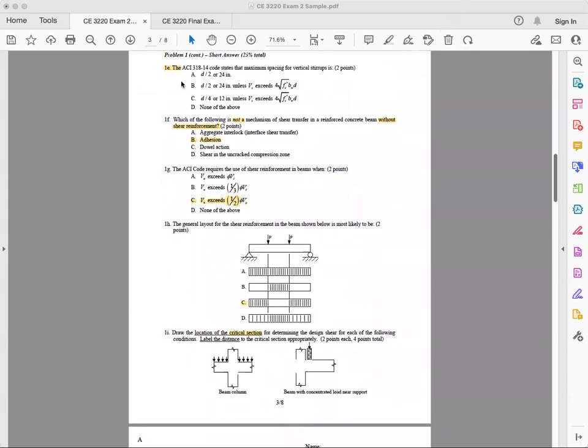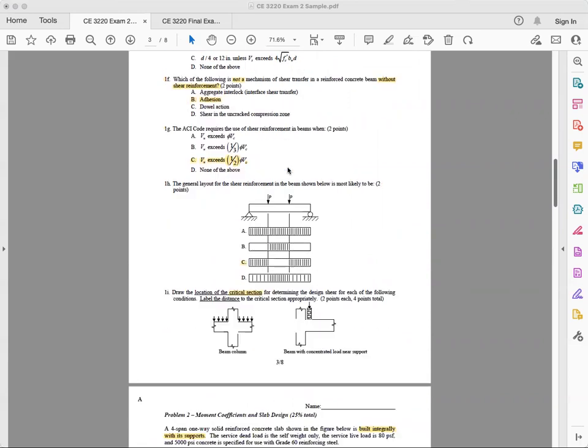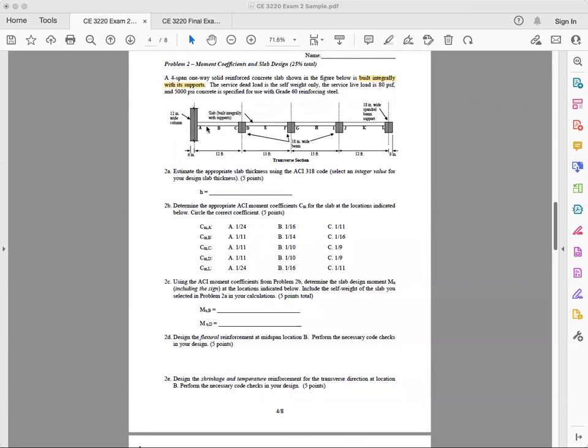1E, I haven't finished this. Might be on the exam. 1F might be on the exam. 1G might be on the exam. 1H definitely gonna be on the exam. 1I might be on the exam. Okay. Now go on. This is problem 2.